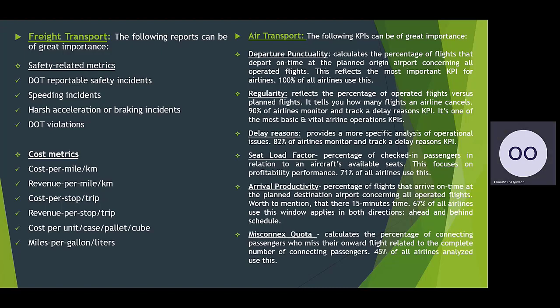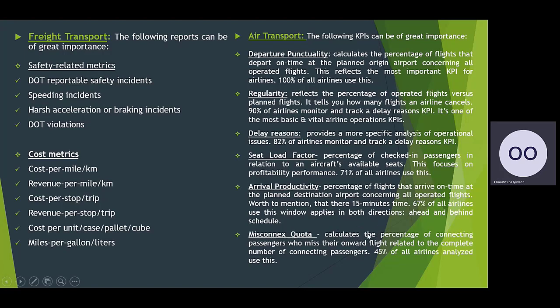The arrival productivity. This is the percentage of flights that arrive on time at the planned destination airport, concerning all operated flights. It is worth mentioning that there is a 15-minute window, plus or minus 15 minutes, either to be early or to arrive late. So within that space of 15 minutes, it can still be accounted that this arrival is productive, either 15 minutes prior or 15 minutes after the estimated time. I said 67% of all airlines use this window, and it applies in both directions, either ahead or behind schedule.